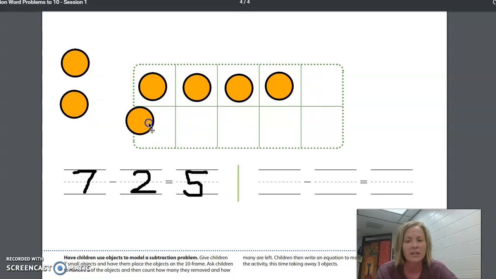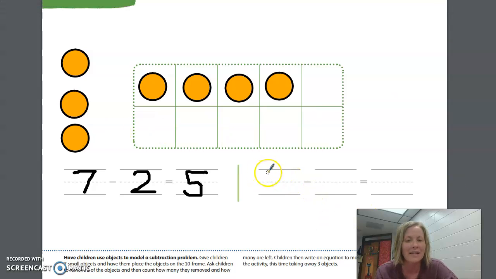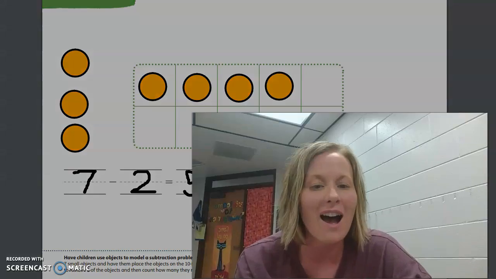1, 2, 3. And let's write our number sentence. How many did we start with? 7. How many did we take away? 3. And how many are left? You're right, we have 4 objects left. 7 take away 3 equals 4. Awesome job. Nice work, boys and girls.